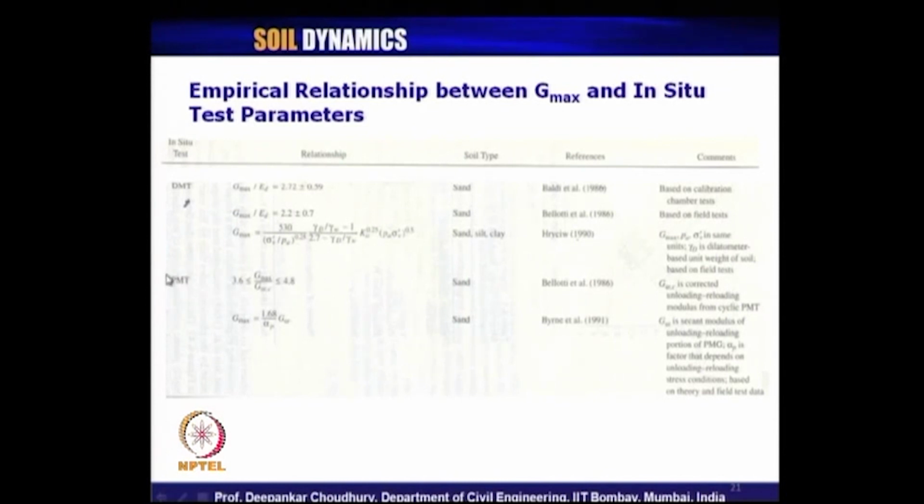Then again, by using PMT, the pressuremeter test. The pressuremeter test is another type of common field test used for static determination of soil property. There also you can find out the Gmax value from the pressuremeter test results for different types of sand as proposed by different researchers, as listed here. In the next lecture, we will continue our discussion with dynamic soil property.